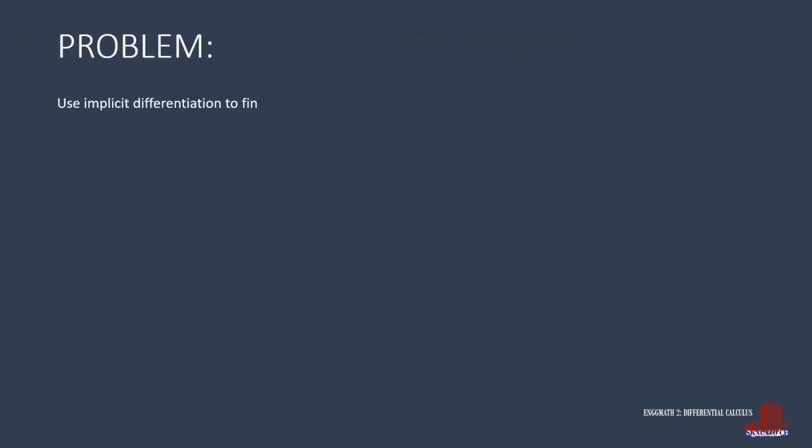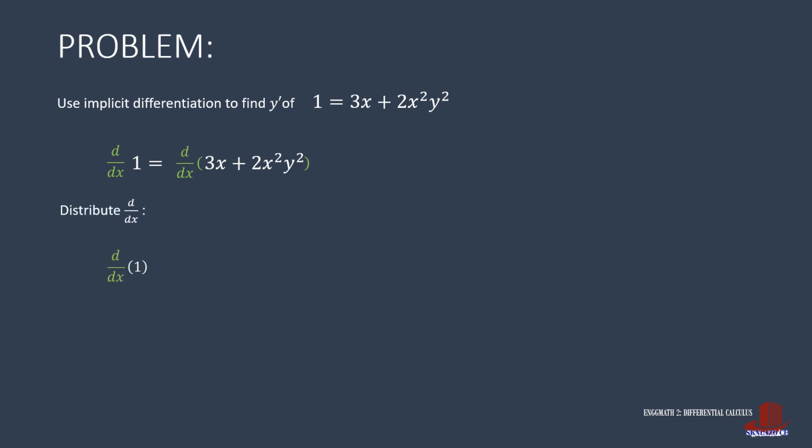We are to look for y prime of the function 1 is equal to 3x plus 2x squared y squared. Take note that the other name for y prime is basically dy over dx, so we take d over dx of the whole function. And since there is just a binomial and a constant, distribute d over dx on each. The function then has d over dx of 1 as equal to d over dx of 3x plus d over dx of 2x squared y squared.